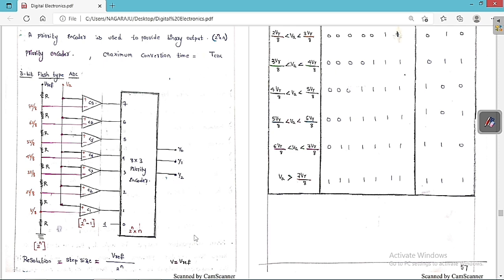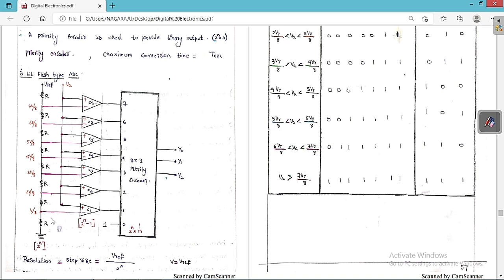Now we will discuss how the outputs are going to be obtained for the corresponding VA. So what is the resolution? Resolution is equal to step size is equal to V reference by 2 to the power of n. This is the formula that you always have to remember for the flash type ADC. For the flash type ADC, resolution is equal to step size is equal to V reference by 2 to the power of n, where n is equal to 3, so V reference by 2 to the power of 3, which is 8.